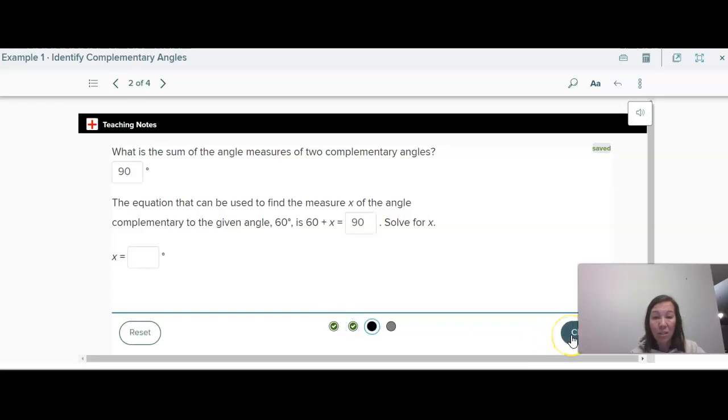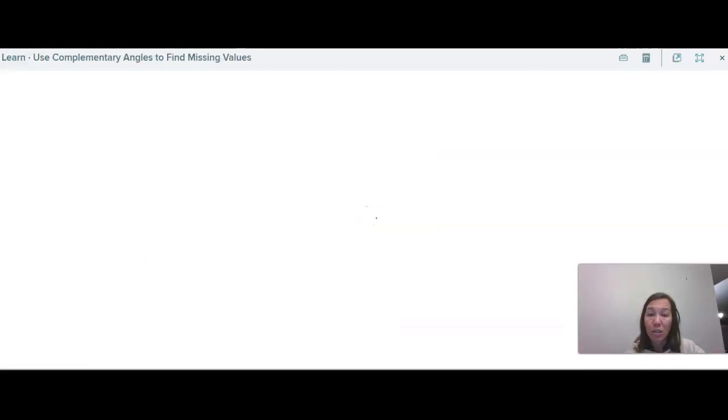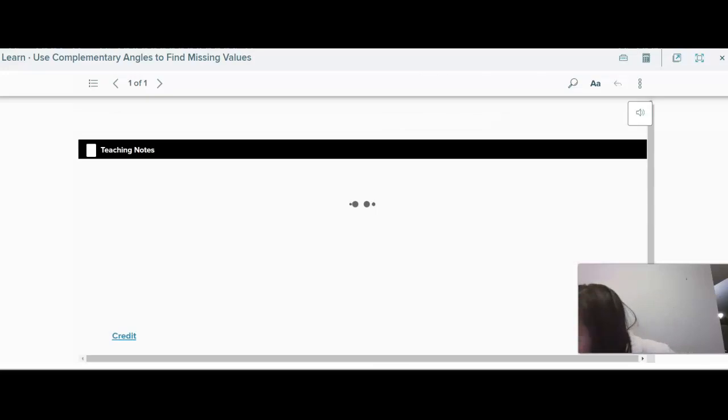So now we just solve this equation. What does x have to equal? Well, we can subtract 60 from both sides, so x has to equal 30. So the angle that's complementary to the given angle is 30 degrees. Really all you're doing if you're finding complementary angles is finding, if you have one, what's the other one that will add up to 90 degrees. So really you could just subtract it from 90 degrees.